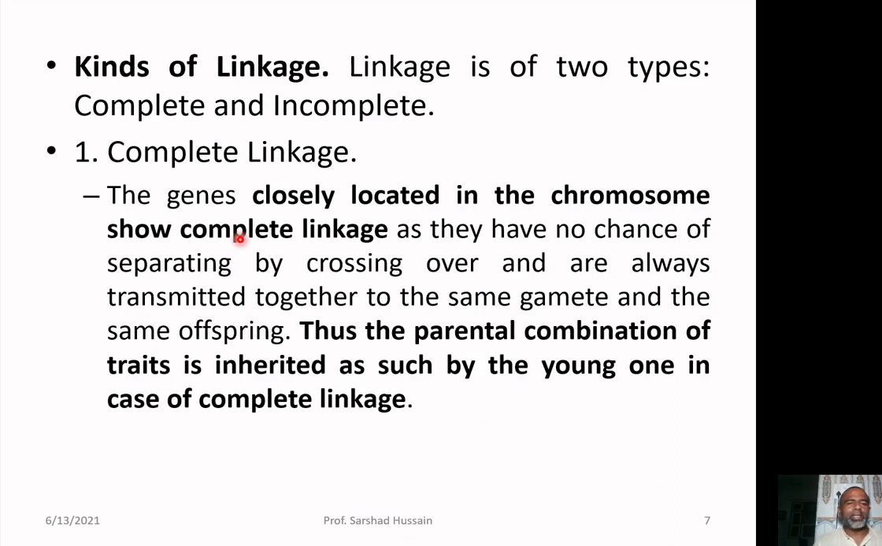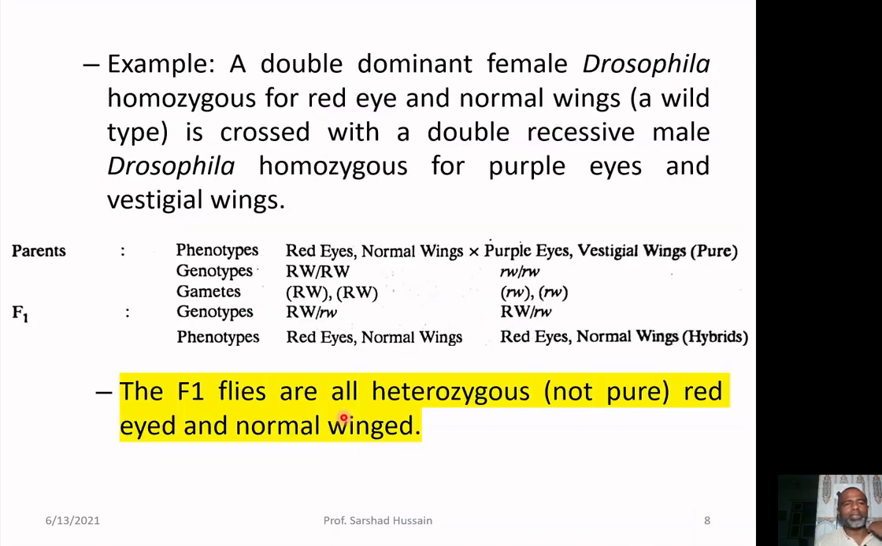Now, you are having two kinds of linkages. Number one is complete linkage and the other one is incomplete. Let us look at the complete linkage. The genes which are closely located in the chromosomes will show complete linkage, because as I have already told you, they have no chance of separating by crossing over and are always transmitted together to the same gamete, and then they will be observable in the same offspring. Thus, the parental combination of traits is inherited as such by the young one in case of complete linkage, that we have already discussed in the previous slide.